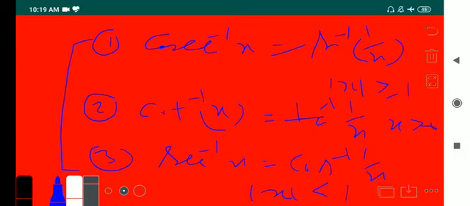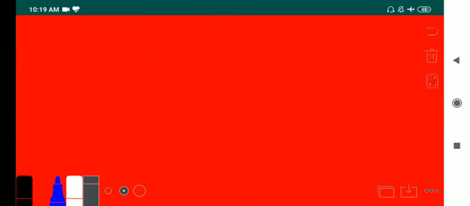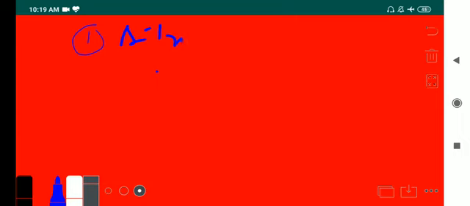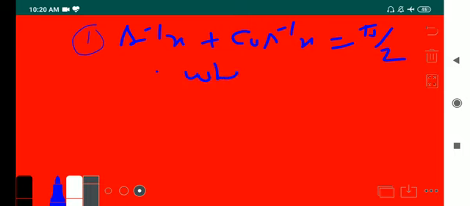Now we'll discuss a few more properties based on this concept. See, property number 1: sine inverse x plus cos inverse x equal to pi by 2. You know, when two functions are in addition, then we'll take the common domain. What is the domain of sine inverse x? We know that mod x less than equal to 1. What is the domain of cos inverse x? We know that mod x less than equal to 1. And what is the common domain? Common domain is when mod x less than equal to 1.